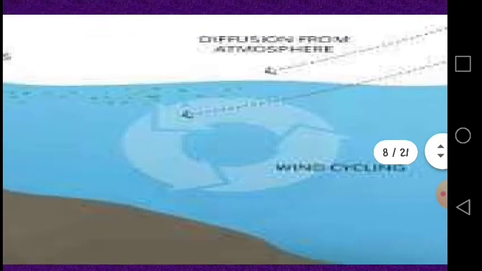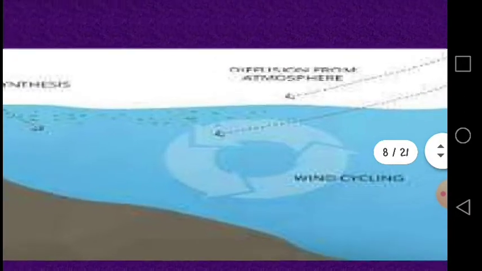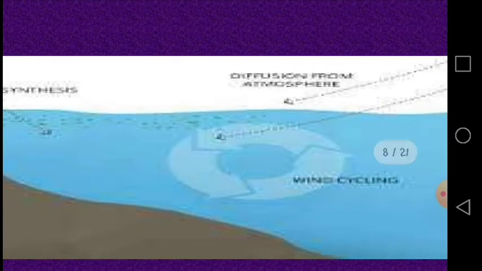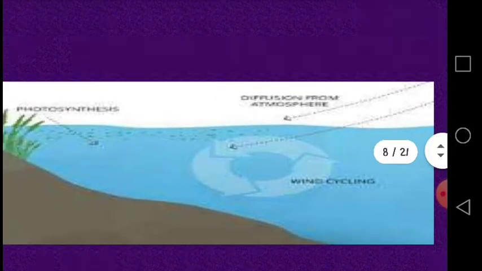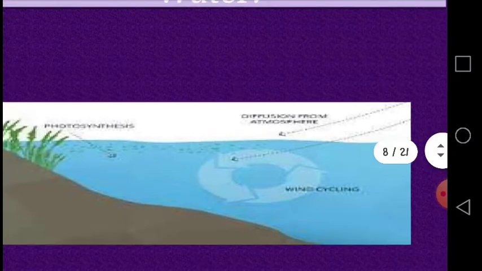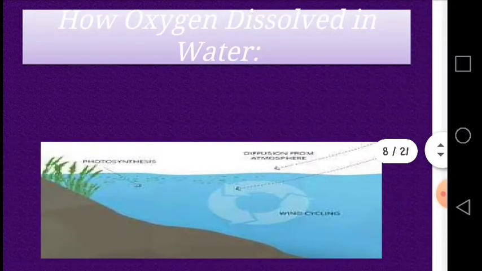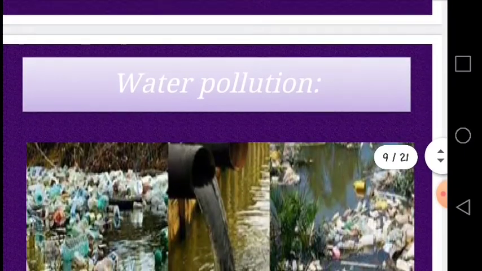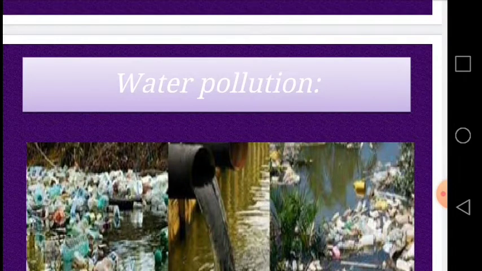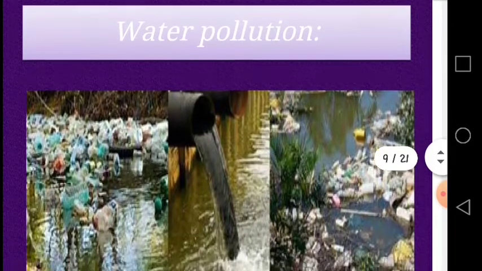Secondly, oxygen is diffused into the water from the atmosphere, and thirdly, by wind cycling. The wind cycling is of great importance to dissolve oxygen in the water. So by these three ways, oxygen is dissolved in the water. Now come to the very important point, and that is water pollution.